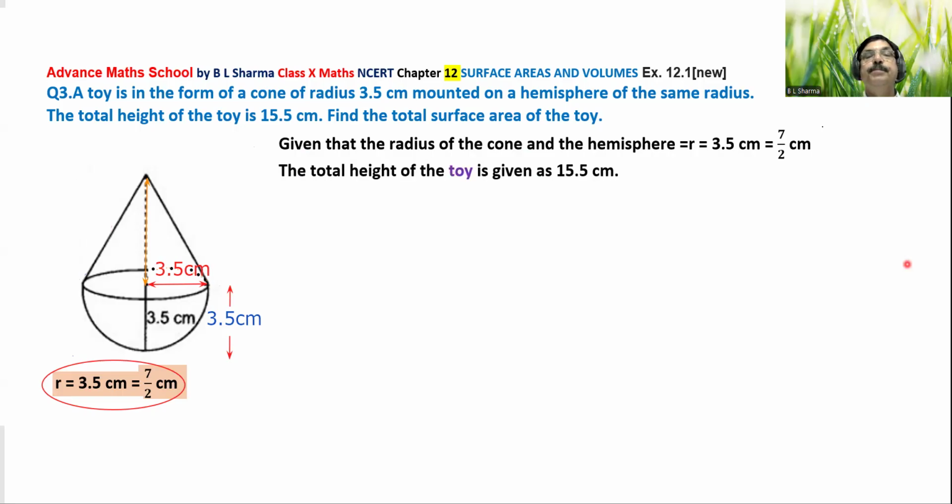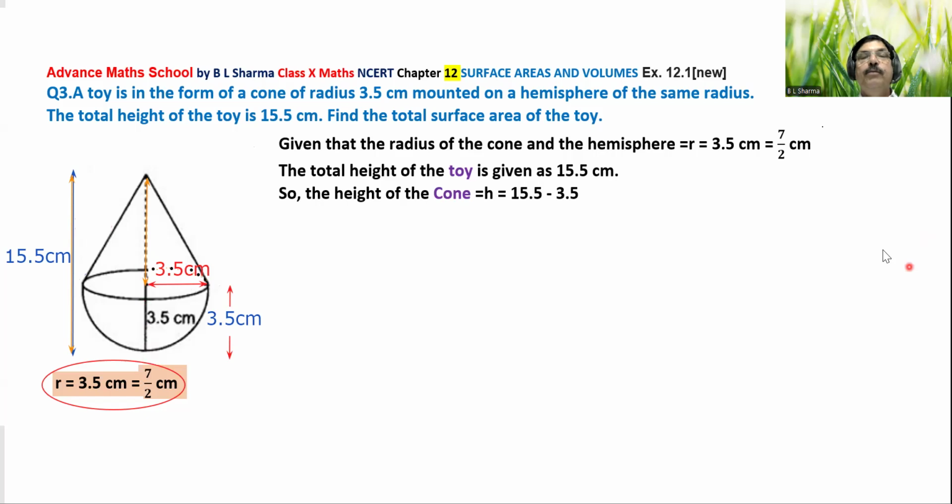It is also given that the height of the toy, means here to here, that is 15.5 centimeter. So height of the cone, this is height of the cone. इसको 3.5 less करिए 15.5 में, that will be 15.5 minus 3.5, that is 12 centimeter. So this is height of the cone, that is 12 centimeter.